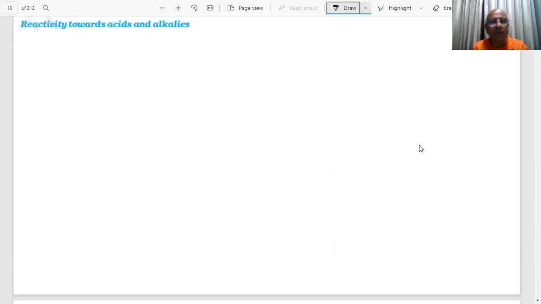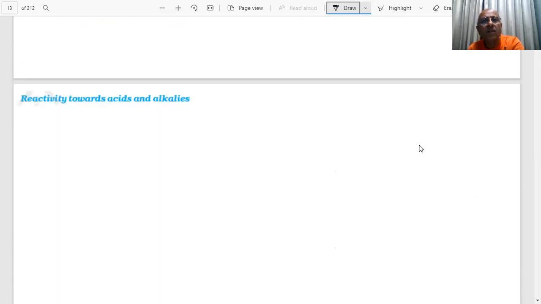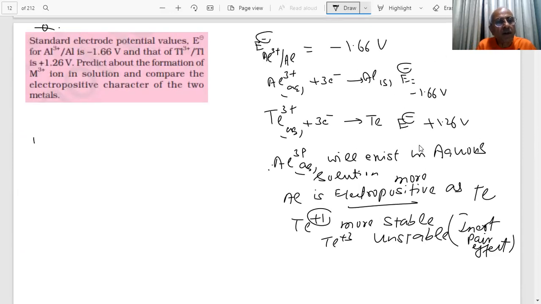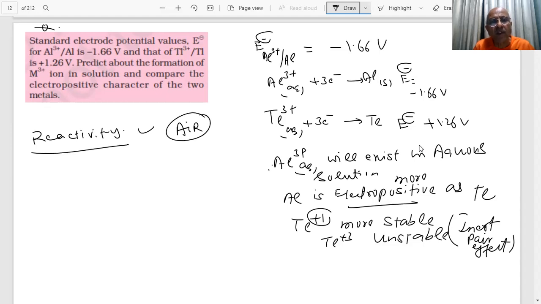Now we come to the reactivity of these, students. If I see the reactivity, the chemical action, you will see that if I talk of reactivity with air, air has got oxygen as well as nitrogen. Air contains oxygen and nitrogen. The important point is that these elements are using plus 3 oxidation states, students.